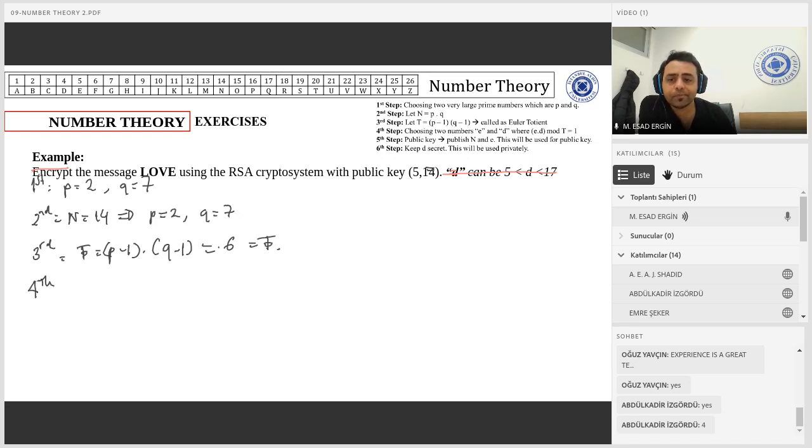And for the fourth step, as far as we know, in the previous example we used the same public key. That's why E equals 5, which is here is E, and this one is N. So E equals 5, and D equals, they are the same. That's why D equals 11, because it has to be between 5 and 17. It means that D has to be 11. So now, love, what is the L here?